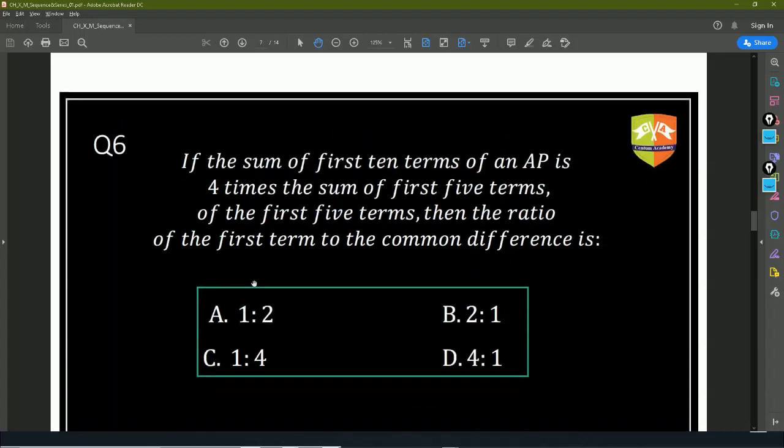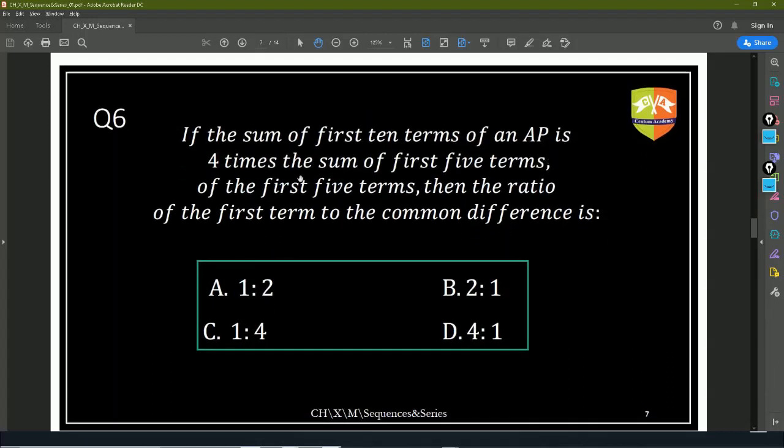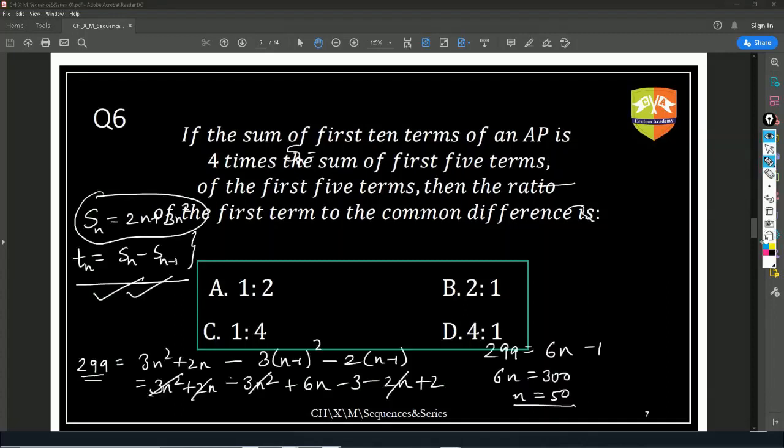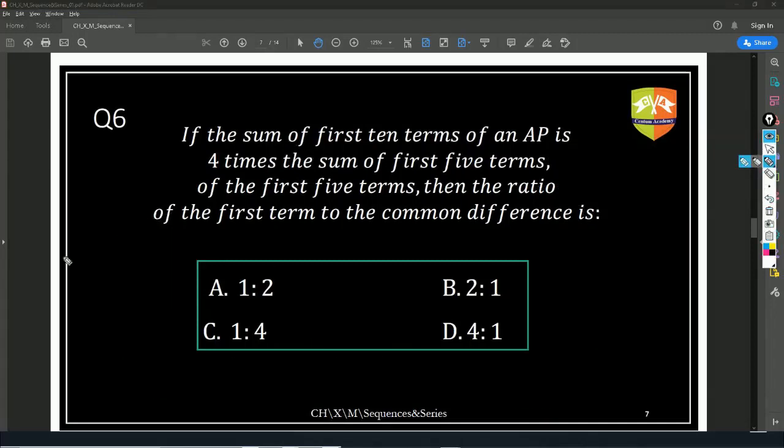So this was the question. Sum of first 10 terms of an AP is 4 times the sum of first 5 terms. So direct formula will apply. Sum of first 10 terms is how much? Let n, a, d and all that be there. So sum of first 10 terms is 10 by 2 into (2a plus 9d). Okay. And is 4 times the sum of first 5 terms. So again 5 by 2 into (2a plus 4d). That's it. So there should not be a big deal here.